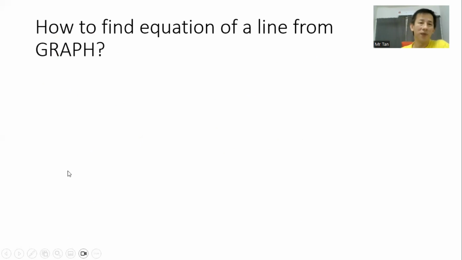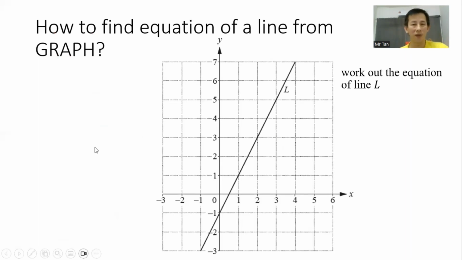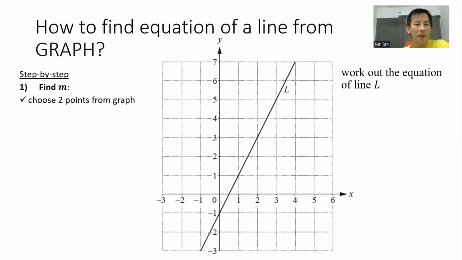Now, what if the question gives you the graph? How to find the equation of a line from a graph? This is your graph. So here are the steps. First, to find the m, choose 2 points from the graph and make sure the points are on the line. Your points must be on the line. It cannot be here or here. It must be on the line. In this case, I'll just choose this point and this one.